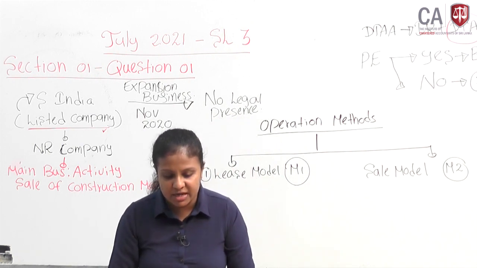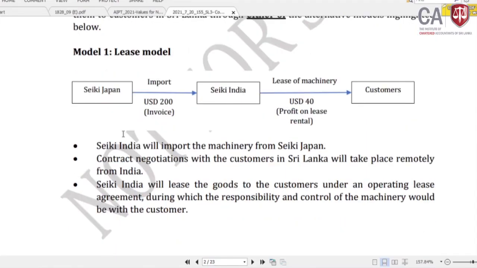The information has been provided in bullet points. Seiki India will import the machineries from Seiki Japan. Now, India is directly importing machineries from Japan. Second, contract negotiations with the customers in Sri Lanka will take place remotely from India. The agreement with the Sri Lankan customers is happening in India.